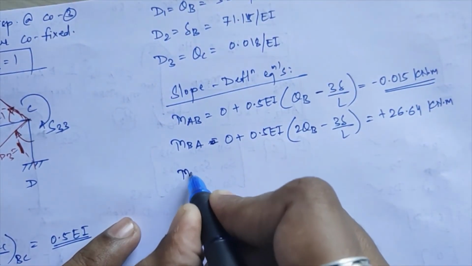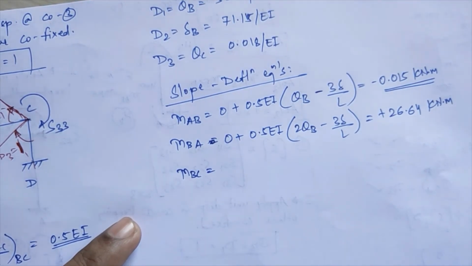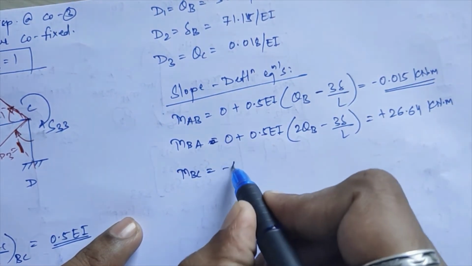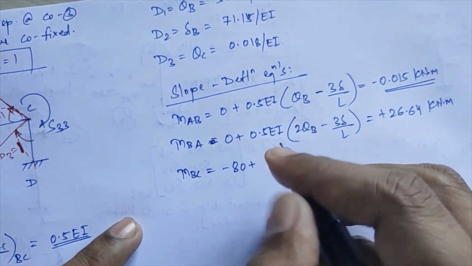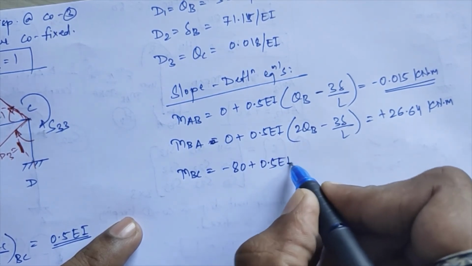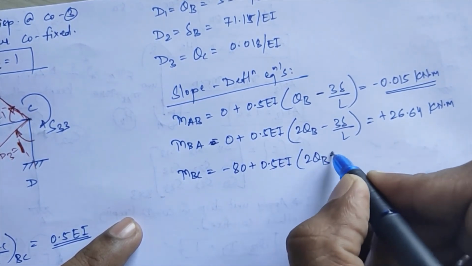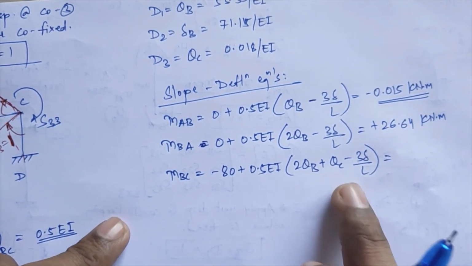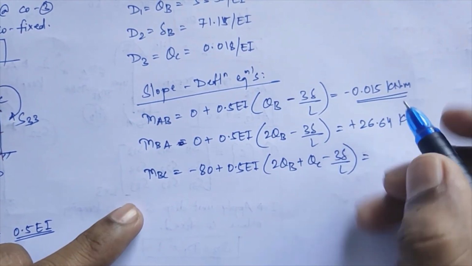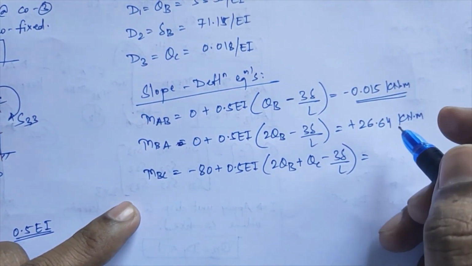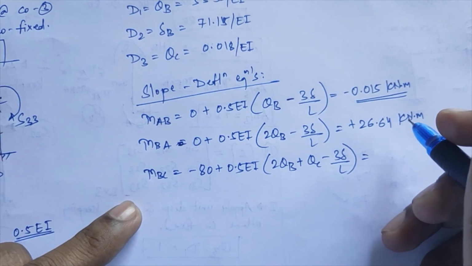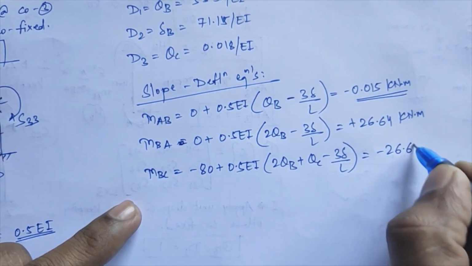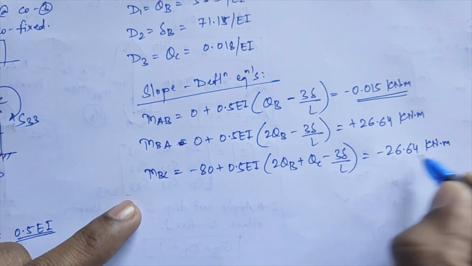Next, MBC. For MBC, I have MFBC, which I calculated as minus 80, plus 2 upon L. Again, 2 by length is 4, so that will be 0.5 into bracket 2 theta b plus theta c minus 3 delta upon L. Here you have to substitute theta b, delta and theta c also. Substituting this, I am getting minus 26.64 kilonewton meter.